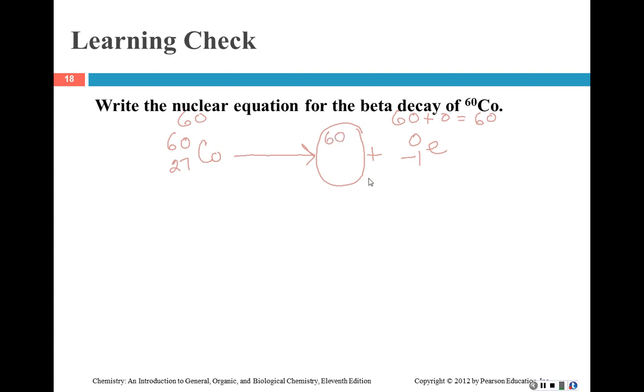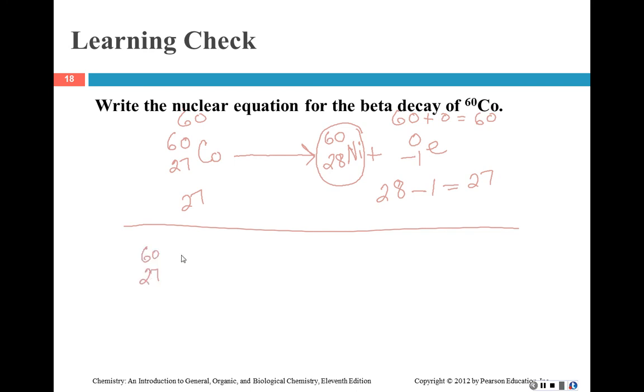With me so far? We've got 27 over here, and we've got a negative 1 over here. So what minus 1 equals 27? I know that's high math, right? 28. Yes, 28 minus 1 is 27. So you have a 28 on the bottom. Then you have to look and see which element is number 28, and you will find, I believe, that it is nickel.